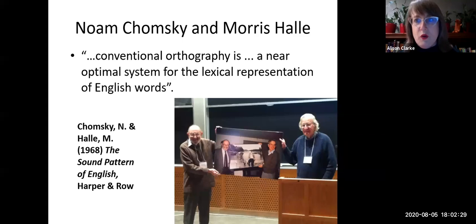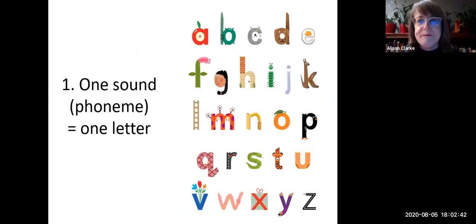And I'm going to have a go at doing it in an hour at a gallop. And I won't talk for a whole hour. I'm going to try and finish up with enough time for questions. But hopefully after this, it'll be a bit clearer about why. So the first type of logic is one sound equals one letter, which is fairly obvious.